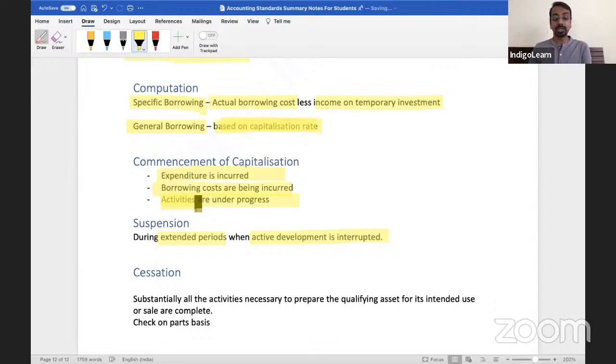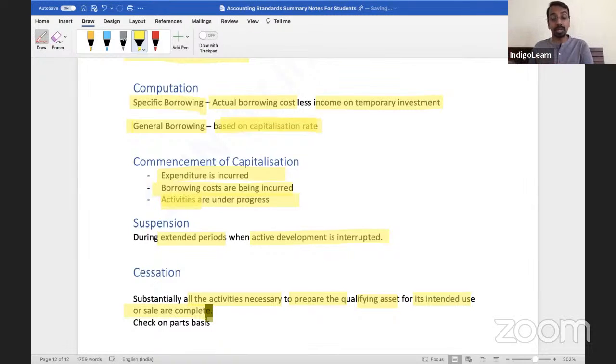Cessation, when do you stop? Where substantially all the activities necessary to prepare the qualifying asset for its intended use or sale are completed. So once the building is ready for its intended use or sale, then you can stop the capitalization of borrowing cost. The building is completed, but you have not yet installed the call bell. Does it mean you can continue to capitalize borrowing cost? No. Just the call bell is remaining. Substantially the building is ready, so stop capitalization of borrowing cost.